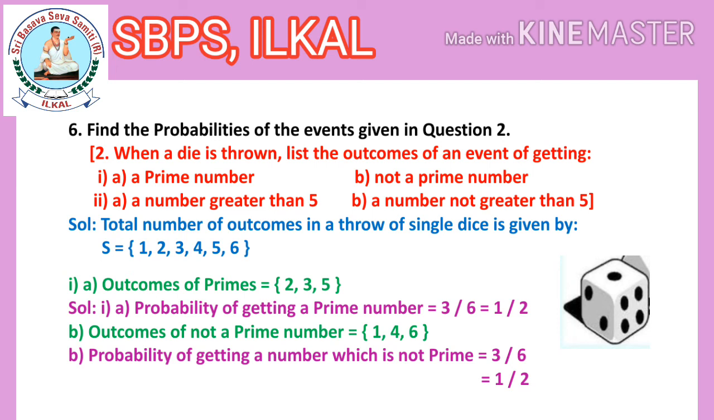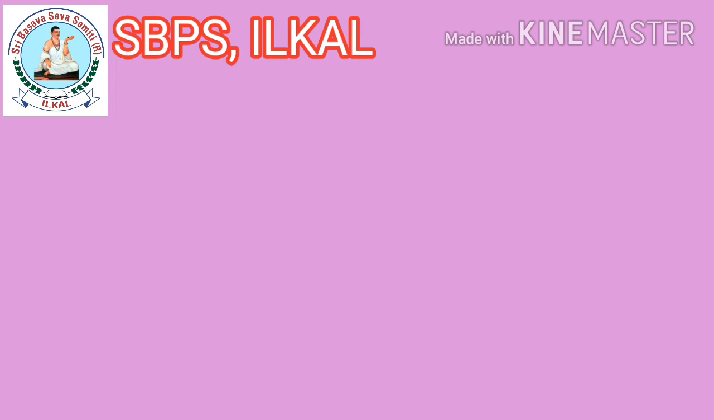B solution. Outcomes of not a prime number is equal to 1, 4, 6. Probability of getting a number which is not prime is equal to 3 by 6. 3 ones are 3, 3 twos are 6. You strike out, children. 1 by 2 you will get. Because non-prime numbers are 3, children. Total outcomes are 6. For that reason, probability of getting a number which is not prime is equal to 3 by 6, which is equal to 1 by 2.